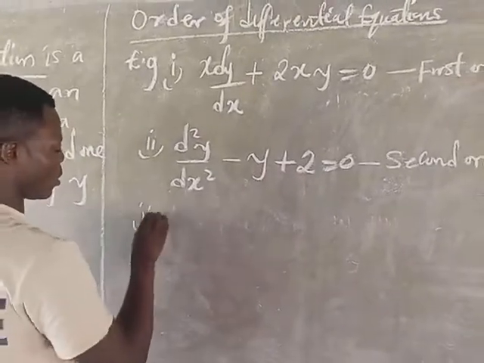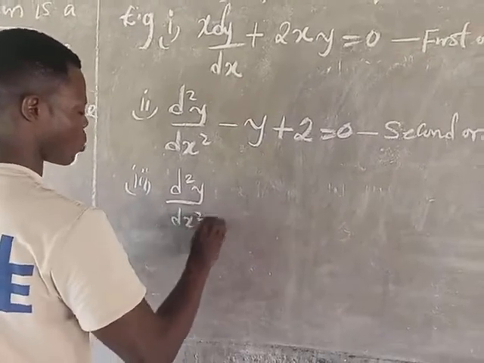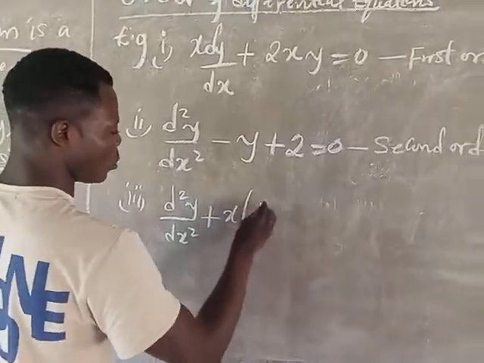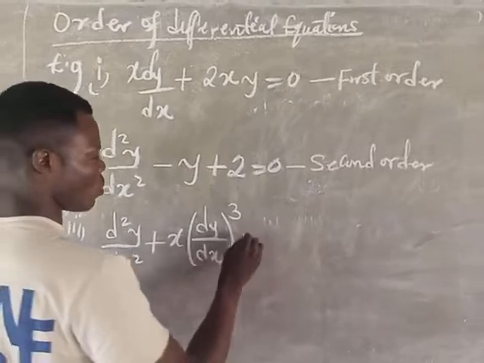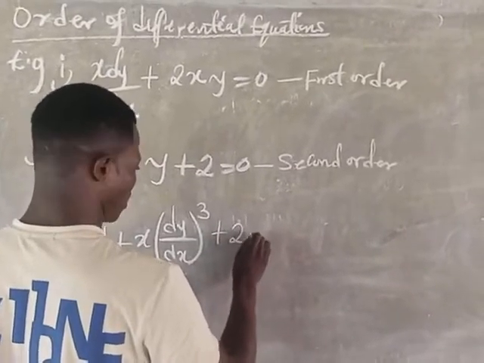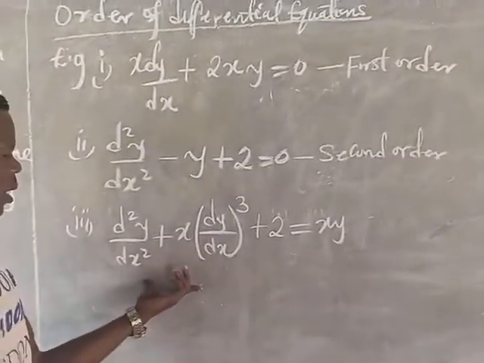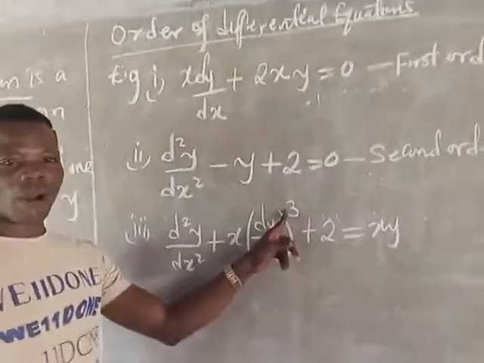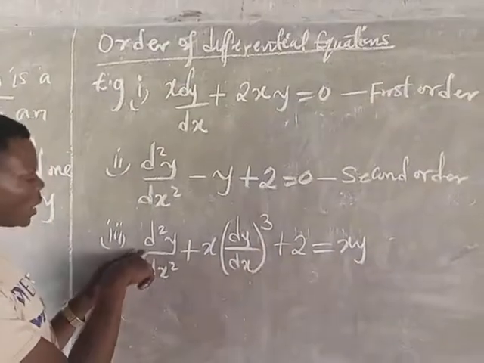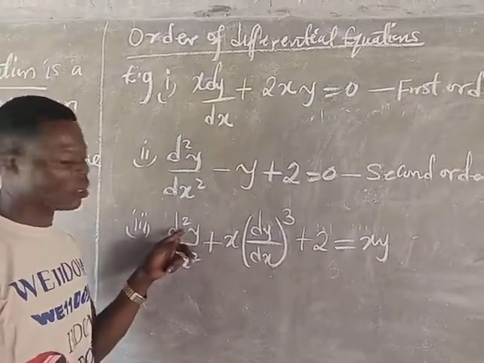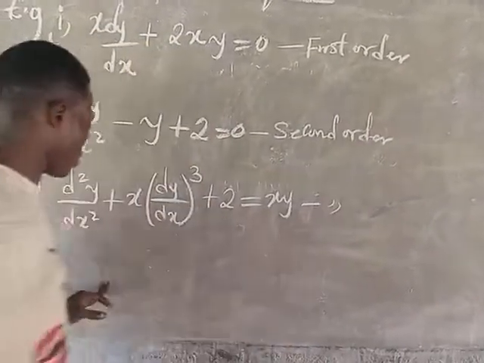And when you have this, like d²y/dx² plus x times (dy/dx) all raised to the power of 3, plus 2 equal to xy, what will be the order? Here we are not considering the power. This is just the power, but not the degree of the derivative. We are still in order of 2. So this is the highest degree of the derivative. This is also second order as above.